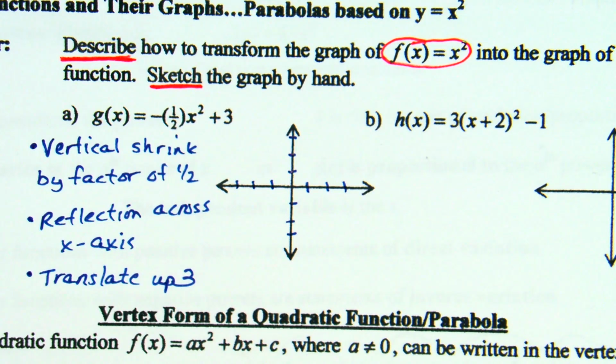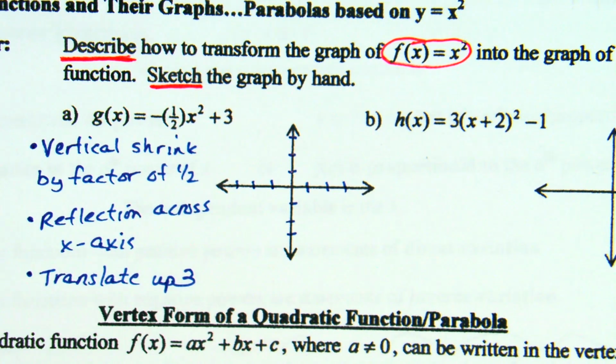Does that make sense? Now, we also have to reflect this across the x-axis, so what's that mean? Instead of a right side up parabola, it's going to be an upside down parabola. And we have to move this up 3. What's that mean?